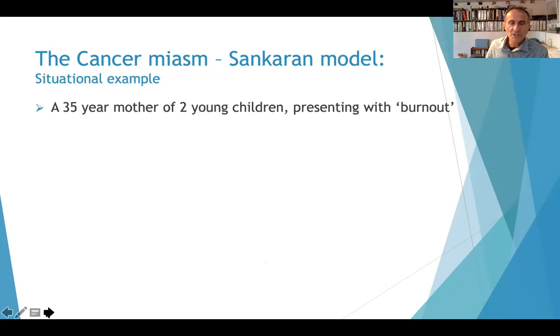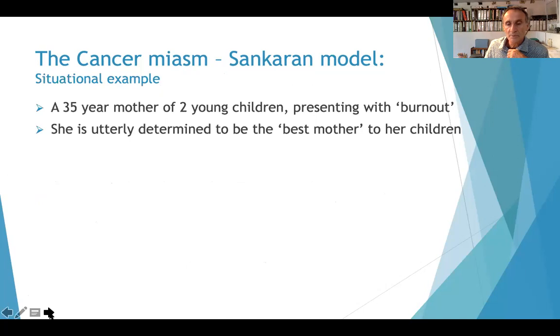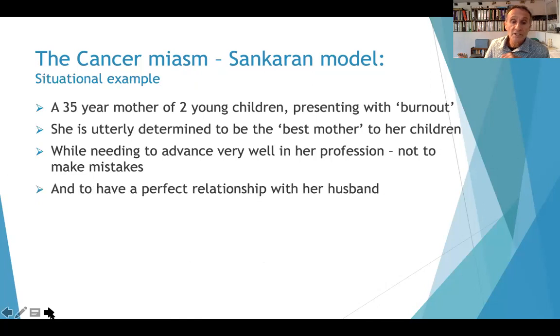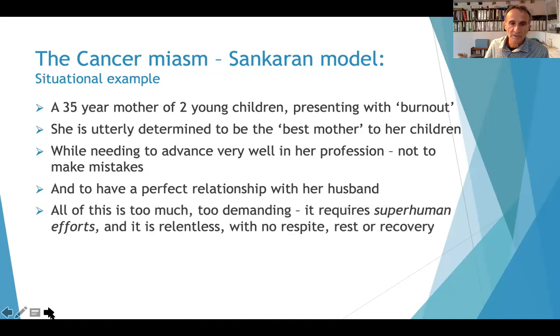Let's look at a situation example. A 35-year-old mother, 2 children. She's presented with burnout. She's determined to be the best mother to her children, not just any mother, the best mother. And at the same time, she has to advance well in her profession, not make mistakes, and she also has to have a perfect relationship with her husband, not any relationship, but a perfect relationship. This is all too much, it's too demanding, it requires superhuman efforts, and it's relentless.